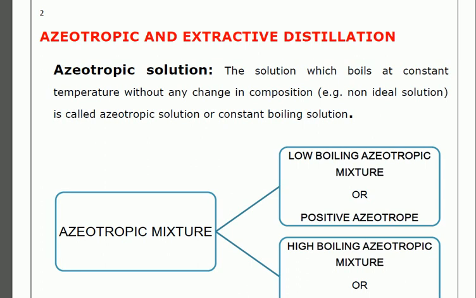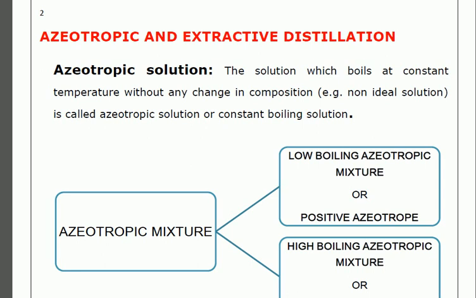Now what does that mean? Suppose you are taking a liquid which is a binary mixture of water and ethanol. You have taken water 4% and ethanol 96%, and you are heating it. When this mixture gets heated, there is no change in composition. Suppose it is boiling at 72 degrees Celsius, it will go on boiling at 72 degrees Celsius without change in composition. Water will not become 3% and ethanol will not become 95 or 94%.